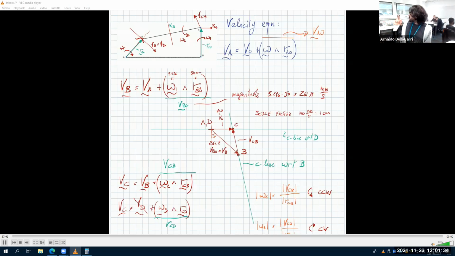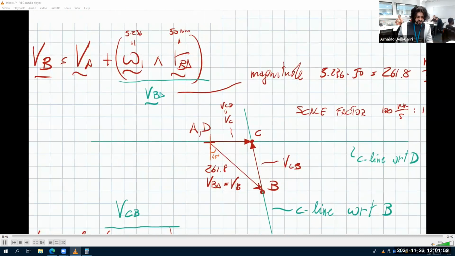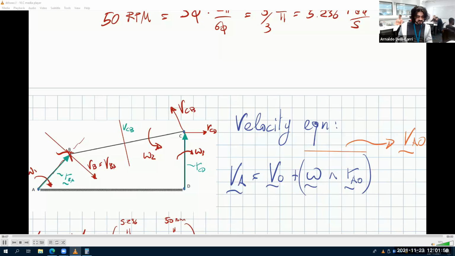For CD, which direction is it? For CD, it rotates in the clockwise direction? Yes, because the velocity of C with respect to D is equal to the absolute velocity of C, which is to the right. So C is going right, and that means if D is fixed and C is going right, this is going clockwise.